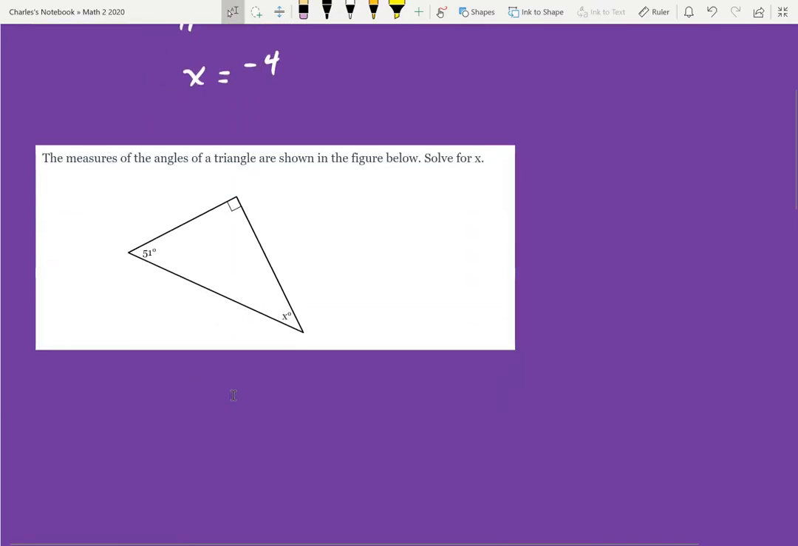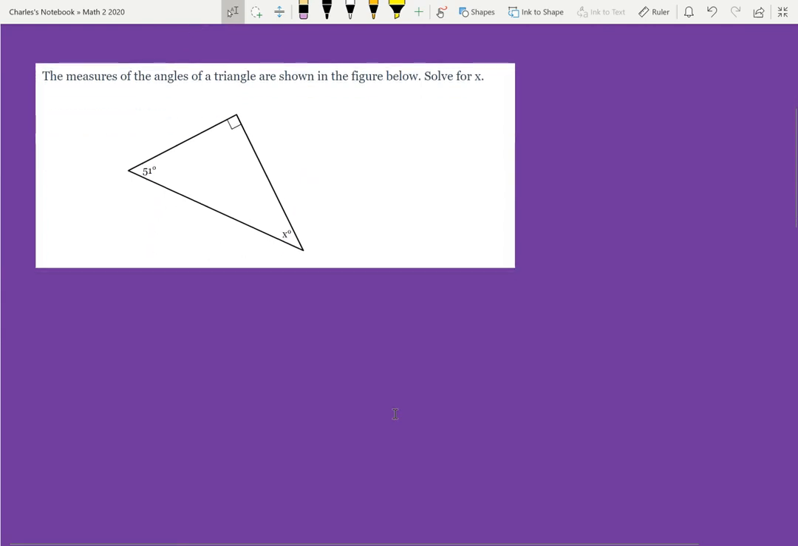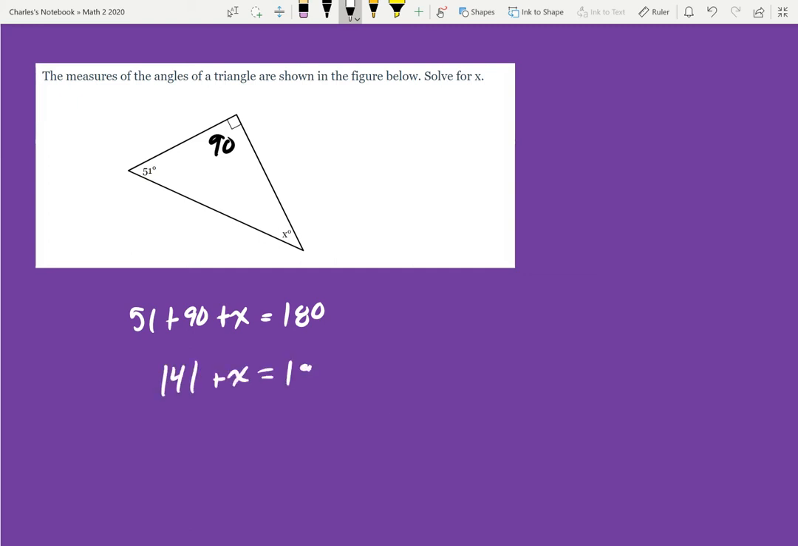And then you're asked to find the angles of a triangle, and they add up to 180. So this right here is 90. You could say 51 plus 90 plus x is equal to 180. 51 plus 90 is 141 plus x is equal to 180. And x is equal to, well, let's just show what I'm going to do. I'm going to minus 141 from both sides. So I get x is equal to 39.